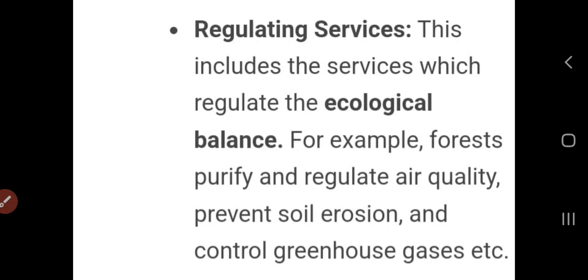Another one is regulating services. This includes the services which regulate the ecological balance of our ecosystem. They will come under regulating services. For example, forests purify and regulate air quality. This will come under regulating services. Or forests prevent soil erosion. This will also come under regulating services. Or forests may also control greenhouse gases. This will also come under regulating services.